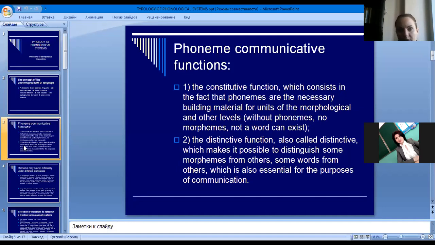The first one is the constitutive function, which consists in the fact that phonemes are the necessary building material for units of the morphological and other levels. So without phonemes, no morpheme, no word can exist. And the second function is a distinctive, or differentiative, one, which makes it possible to distinguish some morphemes from others, some words from others, which is also essential for the purpose of communication.